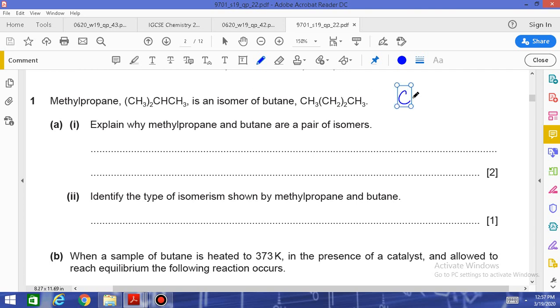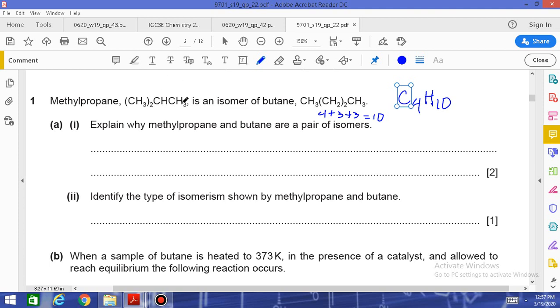Okay, C4H10. Let's check. 4 carbon atoms with 10 hydrogen atoms. Let me count the total number of hydrogen atoms: 2 times 2, 4, plus 3, plus 3. Okay, 10. So 4 carbon atoms with 10 hydrogen atoms. If you check, it has the same molecular formula.